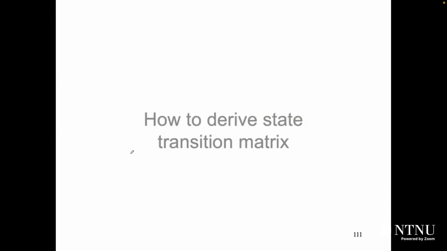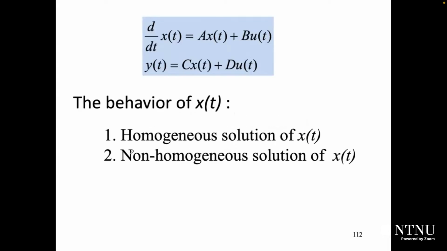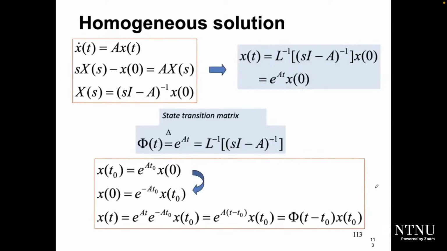So how do we get the state transition matrix? We have this state space representation: x dot of t equals Ax plus Bu, y of t equals Cx plus Du. We need to solve for the behavior of x of t. There is a homogeneous solution and a non-homogeneous solution for x of t. For the homogeneous solution, x dot equals A x of t.